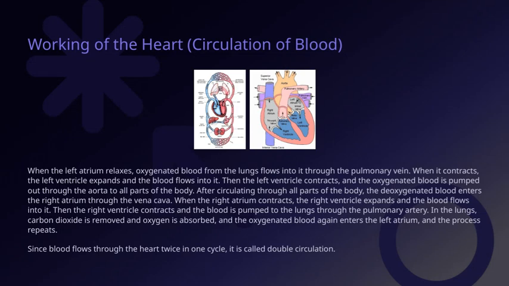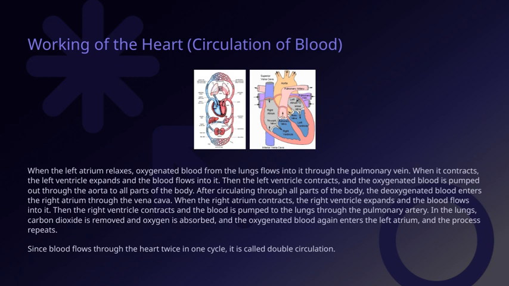Since blood flows through the heart twice in one cycle, this process is called double circulation. When the left atrium relaxes, oxygenated blood from the lungs enters it through the pulmonary vein. Then, when the left atrium contracts, the left ventricle expands, allowing the blood to flow into it. Next, the left ventricle contracts forcefully, pumping oxygenated blood out through the aorta to reach all parts of the body. After circulating through the body, the deoxygenated blood returns to the heart via the vena cava and enters the right atrium. When the right atrium contracts, the right ventricle expands, filling with blood.